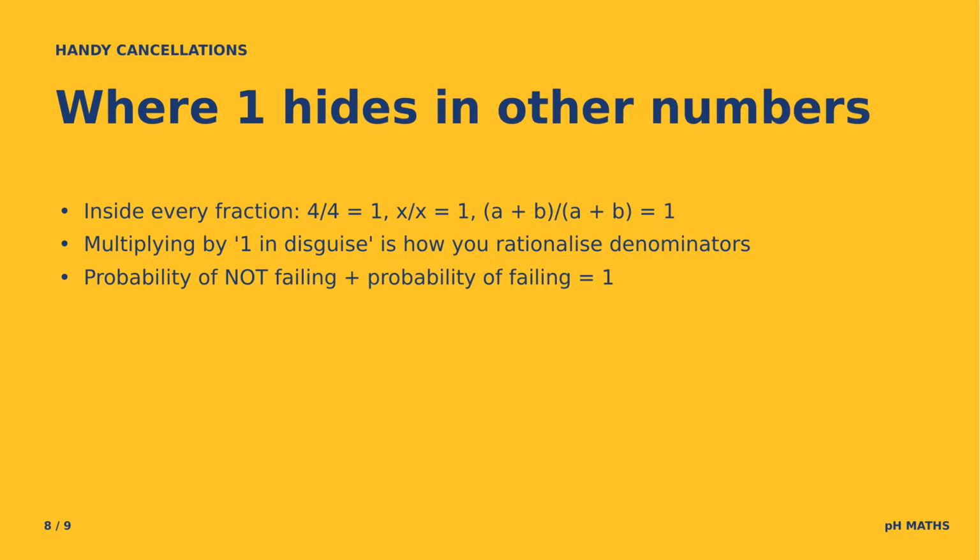Where 1 hides: inside every fraction equal to 1. 4 over 4, x over x, a plus b over a plus b. Multiplying by 1 in disguise is the move that rationalizes surd denominators. And in probability, probability of failing plus probability of not failing equals 1. Whenever you see complementary events, that's 1 popping out. Lots of marks live in that pattern.